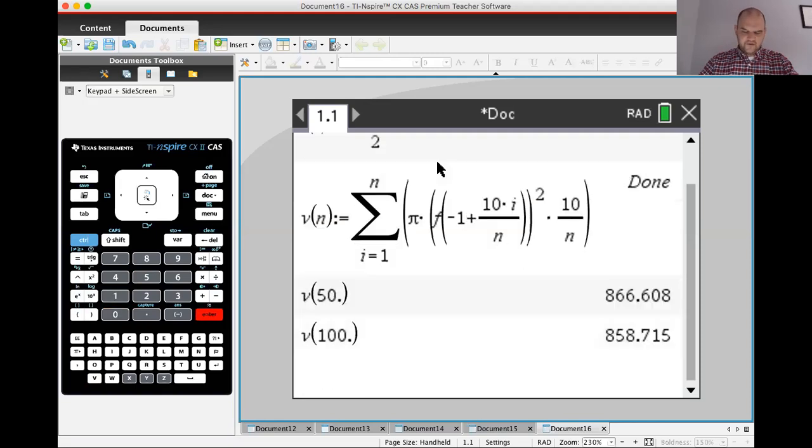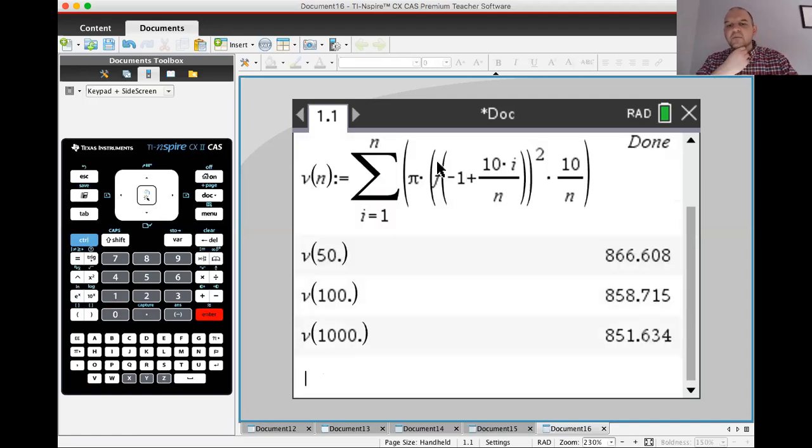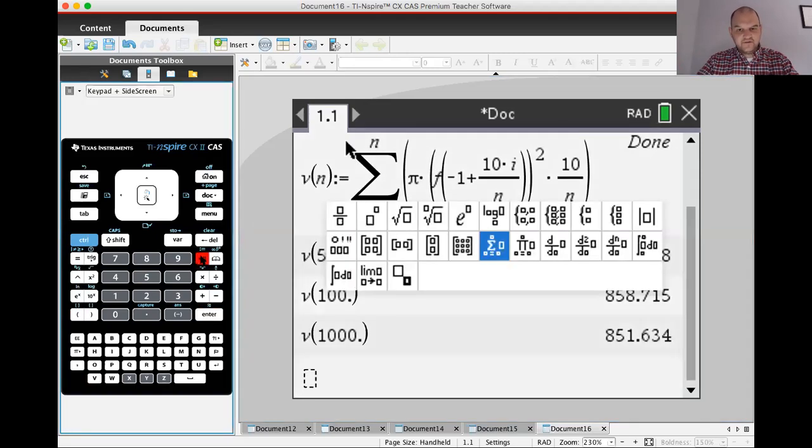10, 1, no, 50. What do I want to do? 50, 100, 1,000. 1, 2, 3. Like this. And then while I'm here, I might as well find the exact value, although I do not think the problem asks for it.